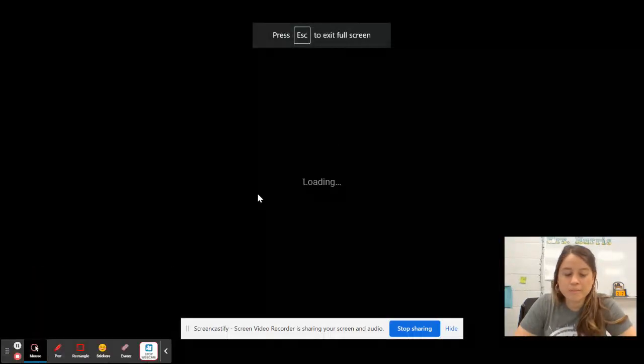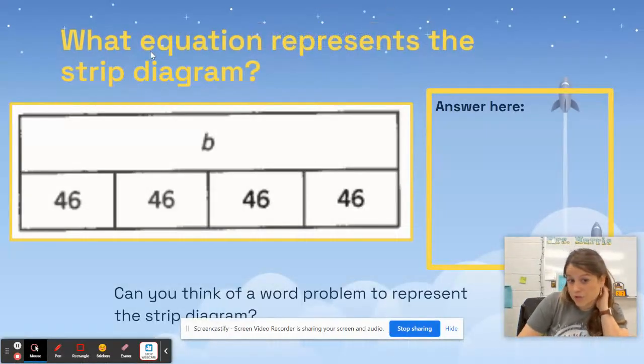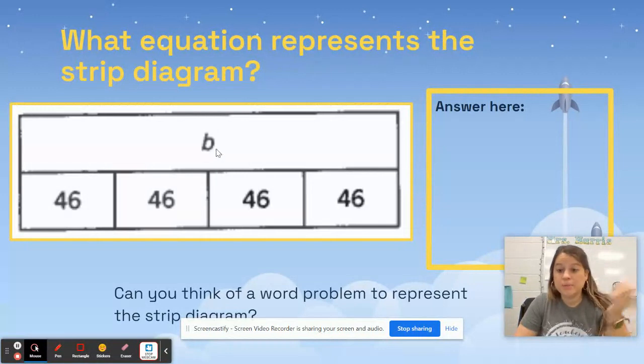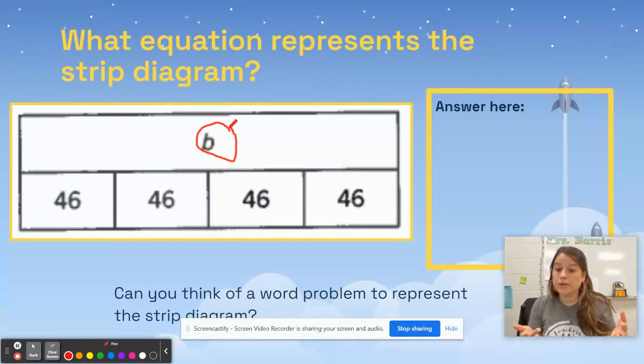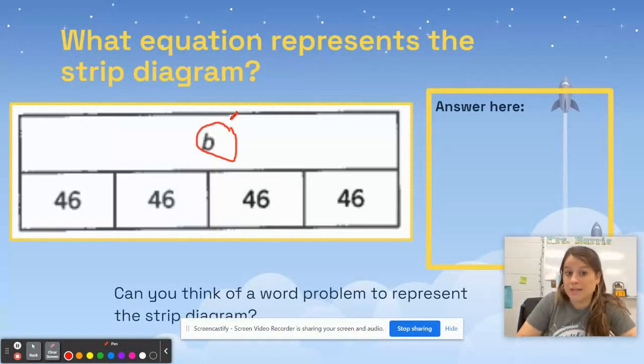So think about here. We have a strip diagram already done for us. It's got some numbers, some letters, some things we know and don't know. Which equation represents the strip diagram? So we would have to create our own equation that goes with the strip diagram. We've done this before, so we have to think about the one that's on top. Okay, the number on top, this is our whole number. Sometimes it gives us a whole number, and sometimes it doesn't. We don't know the whole number. This one, we don't know the whole number. We don't know the final answer, the total at the end. So that's going to be kind of what we're looking for.